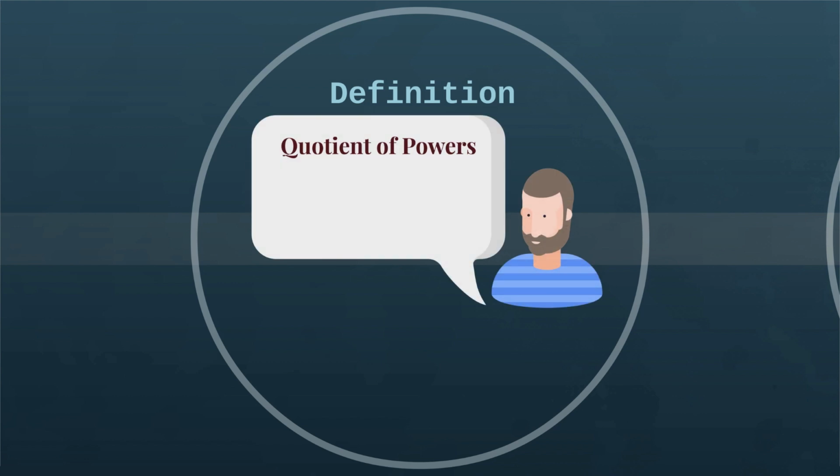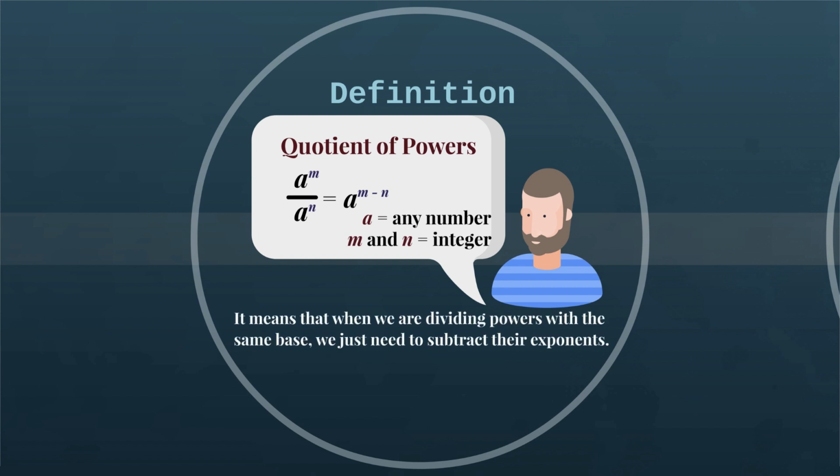If we're going to represent it as an equation, we can say that a raised to m over a raised to n is equal to a raised to m minus n, where a is any number and m and n are integers. Putting it to words, it means that when we are dividing powers with the same base, we just need to subtract their exponents.